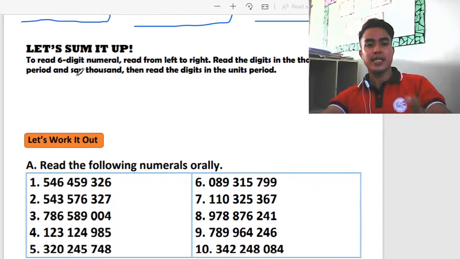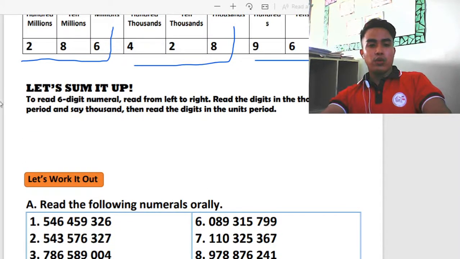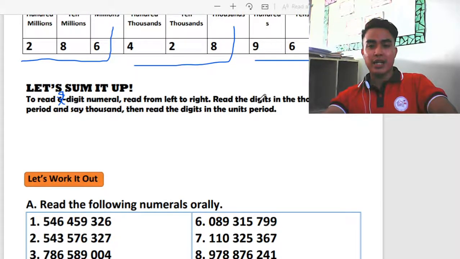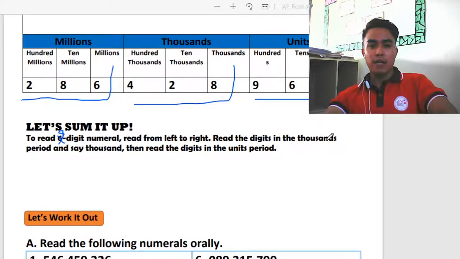Let's sum it up. To read 9-digit numerals, this should be 9. Let's correct this. It is not 6 because we are already done with 6. This is 9. Kindly correct your module there. Change 6 into 9 to read a 9-digit numeral. To read a 9-digit numeral, read from left to right. Read the digits in the millions. This should be millions. Correct that one. Try to correct your module, please.